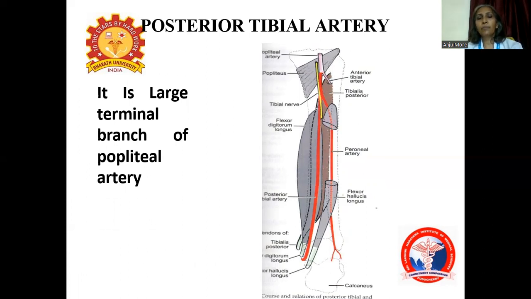This region is supplied by the large terminal branch of the popliteal artery and it is posterior to the interosseous membrane. So this branch is called the posterior tibial artery. So the region has the tibial nerve as the nerve of the compartment and the posterior tibial artery as the artery of the compartment.